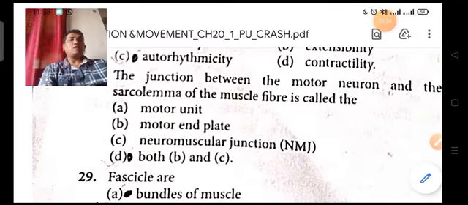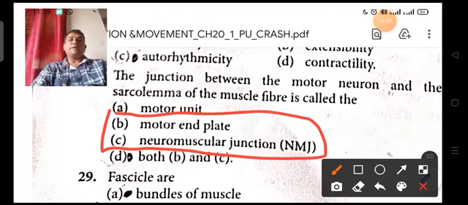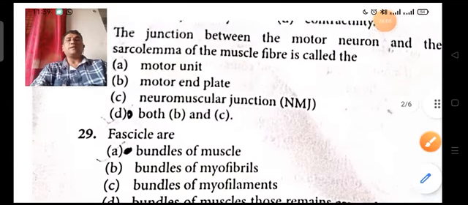The junction between the motor neuron and the sarcolemma of the muscle fiber is called motor unit, motor end plate, neuromuscular junction, and what? So here the nerve ending, the nerve terminal connecting with the muscle fiber, is called motor end plate. Here they form the neuromuscular junction. So here we can see the B and C are united, and the option D is the right answer.